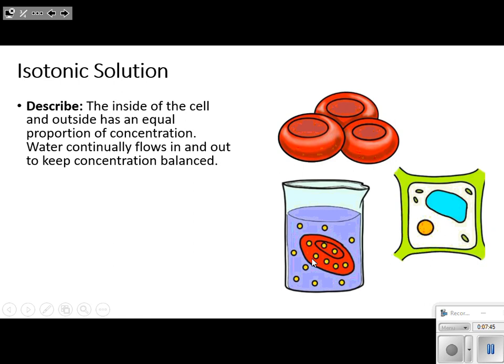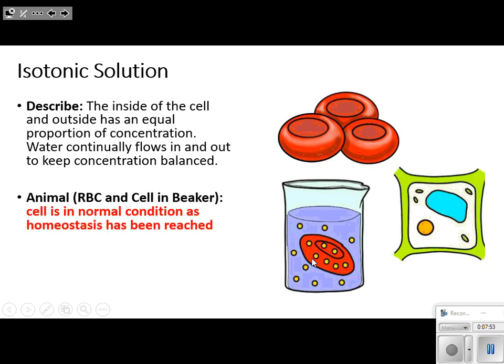That is isotonic. Now, let's look at the animal. In the animal cell, the red blood cell, the one in the beaker, the cell is in a normal condition because homeostasis has been met. It's at equilibrium.